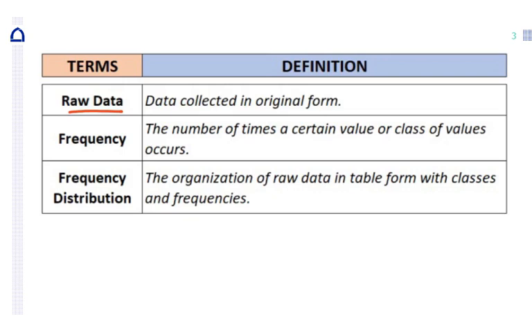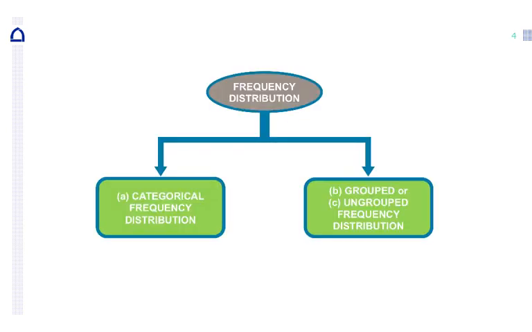That's called raw data. Second vocab word we will use a lot is frequency. Frequency is the number of times that the same answer was given in a data set that we collected. Okay, and the last one is frequency distribution. This is the fancy way of saying make a table. A frequency distribution is just a table.